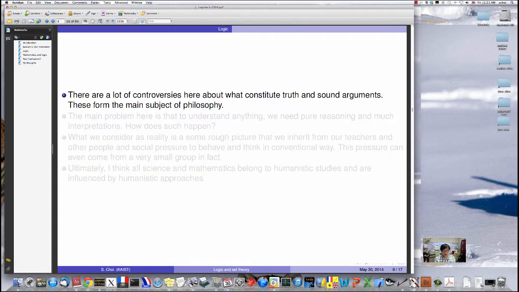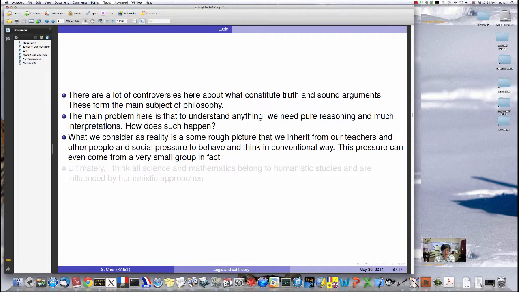There are lots of controversies about what constitutes truth and sound arguments. These form the main subject of philosophy, so we will not be studying these. But the main problem here is that to understand anything, we need pure reasoning and much interpretation. How does this happen? What we consider as reality is some rough picture which we inherit from our teachers and other people, and social pressure to behave and think in a conventional way. This pressure can even come from a very good small group, in fact.